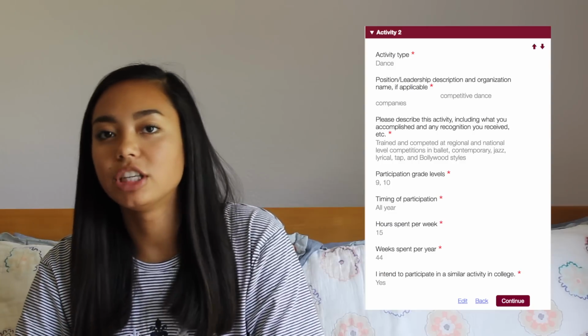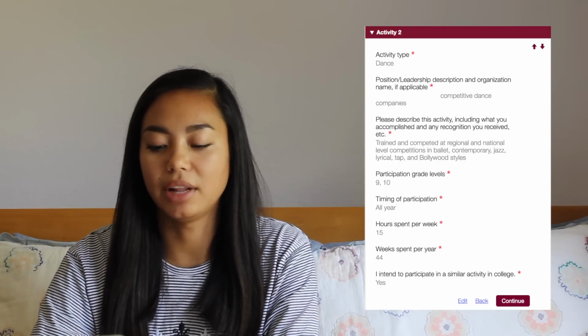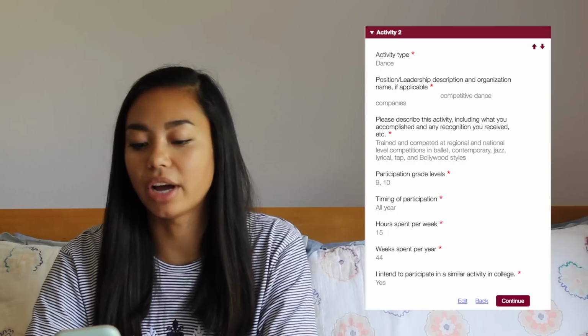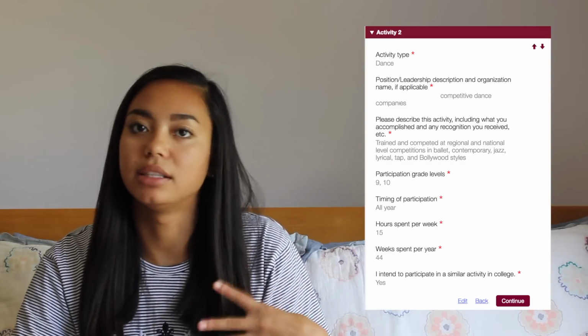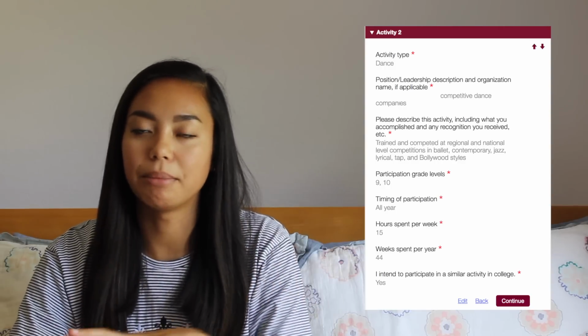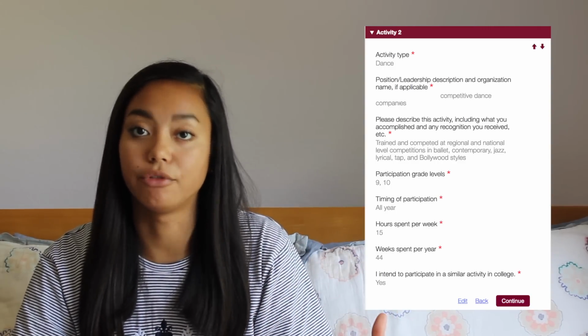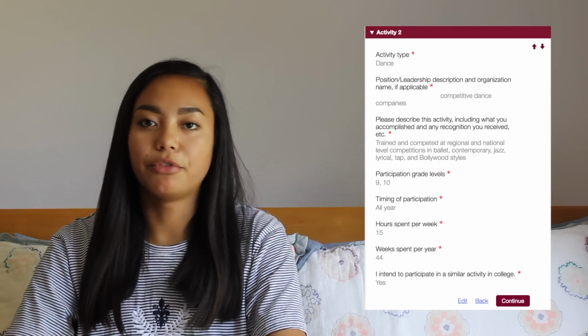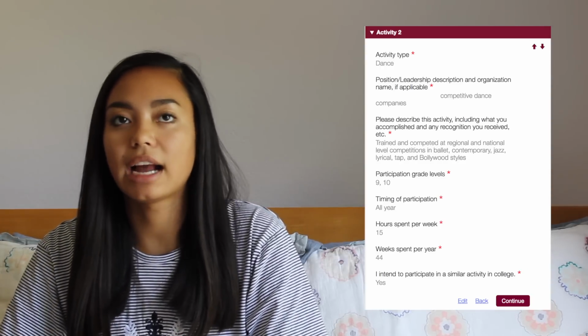And then this description is pretty similar to the last one in style. It says trained and competed at regional and national level competitions in ballet, contemporary, jazz, lyrical, tap, and Bollywood styles. So I just put what we did and then listed the styles that I was involved in, so you can see my breadth of experience and the kind of training that I did. As I mentioned, I did this before I was in the other ensembles in my school, so 9th and 10th grade, and this I actually did all year.